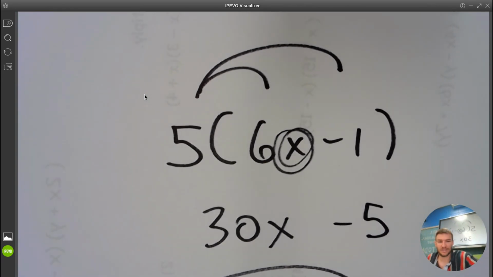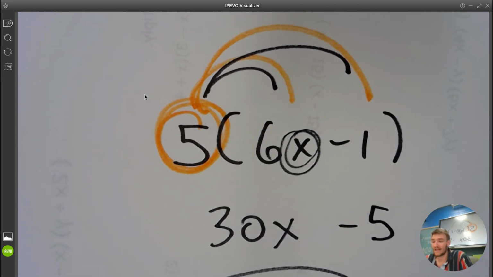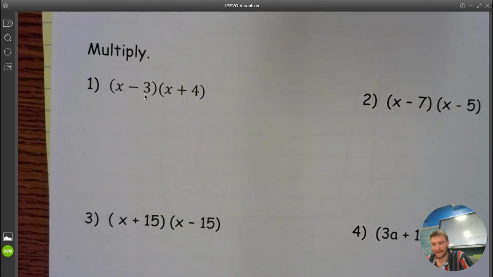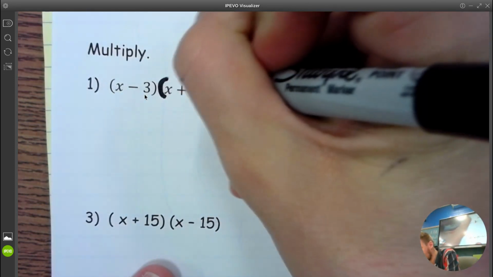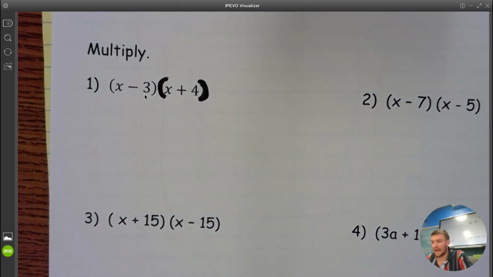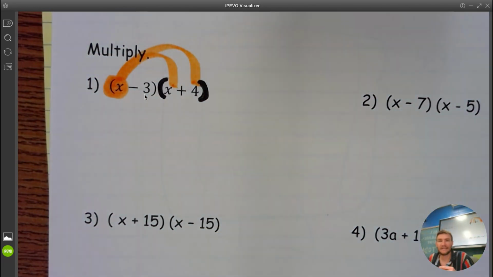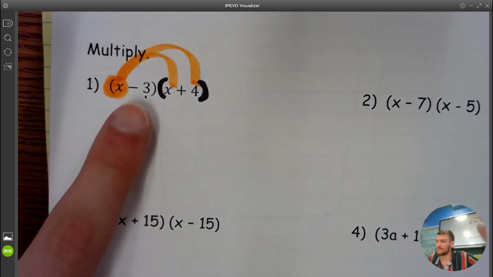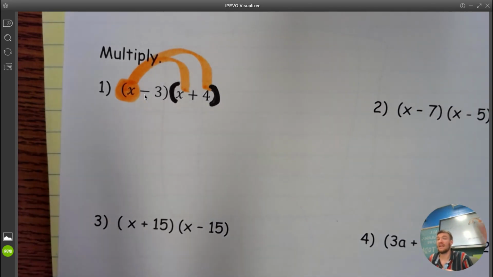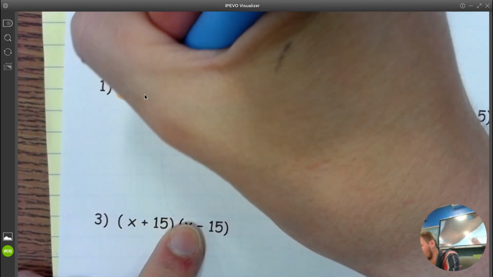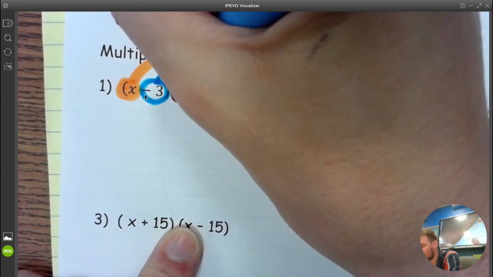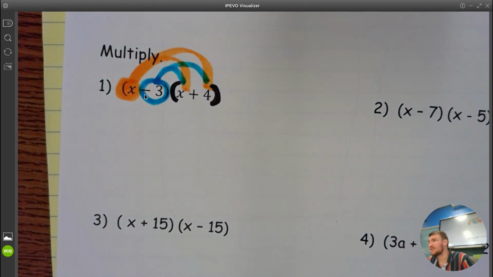What we're going to do, if we go back to this question, and we think about distributing the 5 like this, that's all we're going to do. We're going to look at this second set of parentheses, and we're going to take this x, and we're going to distribute that x just like normal. Notice I've ignored the negative 3 for now. And then we're going to take the negative 3, and we're going to distribute that. So we're going to do 2 distributing questions at the same time.